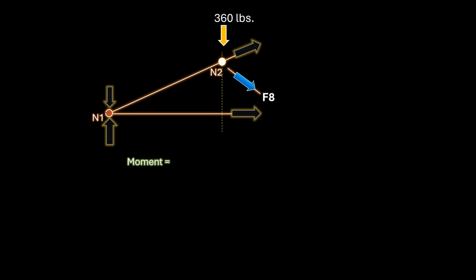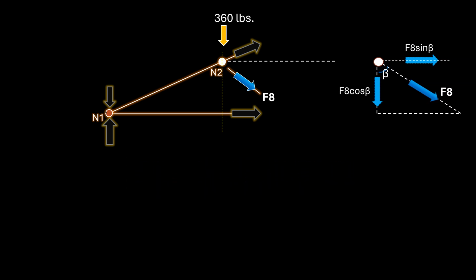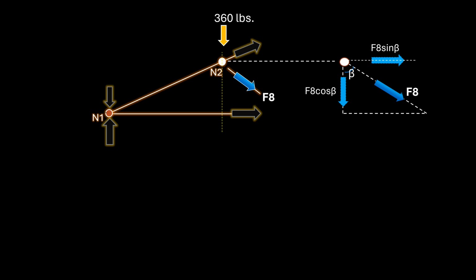A moment is the product of a force and the perpendicular distance between the force and the turning point. By decomposing F8 into a vertical and horizontal component, we can easily determine the perpendicular distance between each component and the turning point, which in this case is node 1. The distance between each component and node 1 will be measured from node 2 because this is where we will resolve the force into its two orthogonal components.